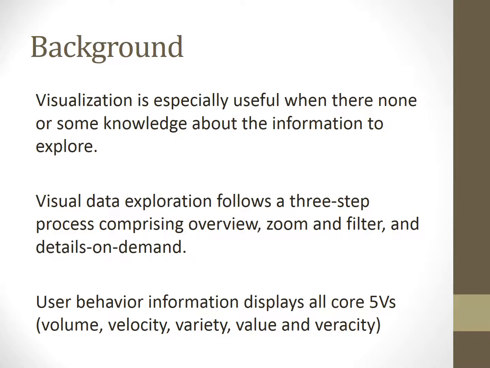Visual data exploration follows a three-step process comprising overview, zoom and filter, and details on demand. The zooming part is the higher level of aggregation of the information. And then the filtering is lower levels of aggregation of the same type of information, and the details on demand will use the raw data, or the raw information that we are looking at.